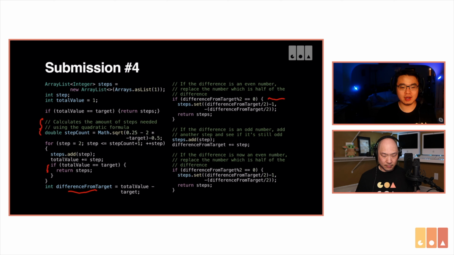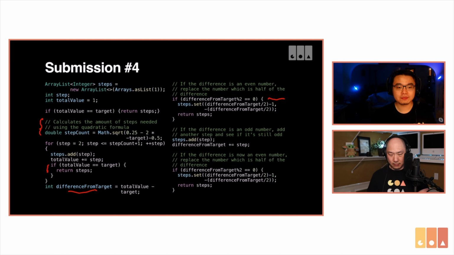And then you do a negation of difference from target over 2. Yeah, basically just flipping that number there. And so this is in the case where the difference is even, then you know that you just need to flip half of the difference to get to the right answer, which is good. But it's a little bit hard to read what it's doing there without understanding it.